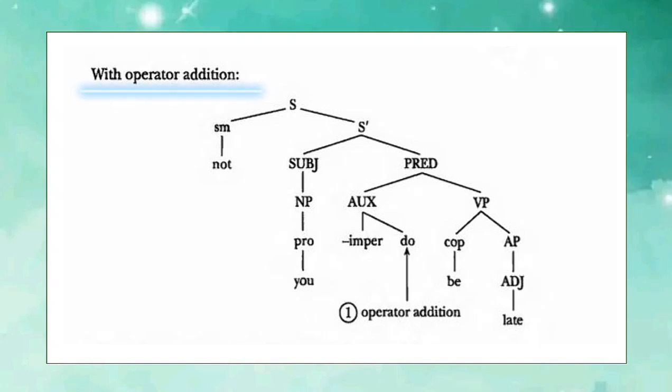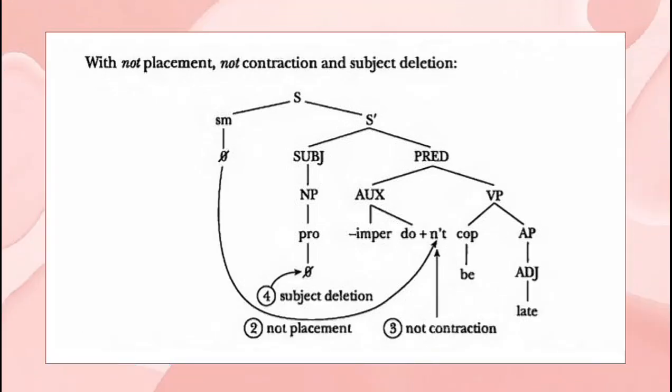So the first rule is operator addition. This diagram is the same as earlier, but now we put the rule operator addition in the part of auxiliary. And the operator we have is the do. The next rules that we are going to apply are not placement and not contraction. If we observe number 2, not placement, in the previous diagram, the not is present in the sentence modifier. But now, we will place that not in the part of auxiliary, and in this process, we will also apply the not contraction, meaning the not that we will put is now contracted as apostrophe t.